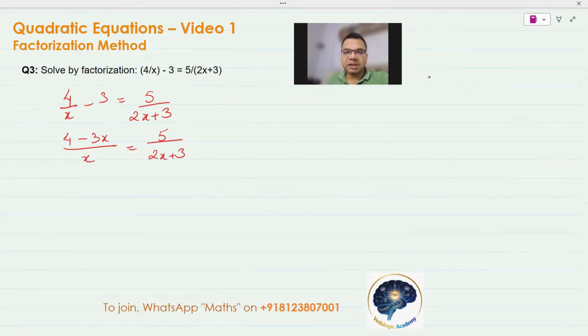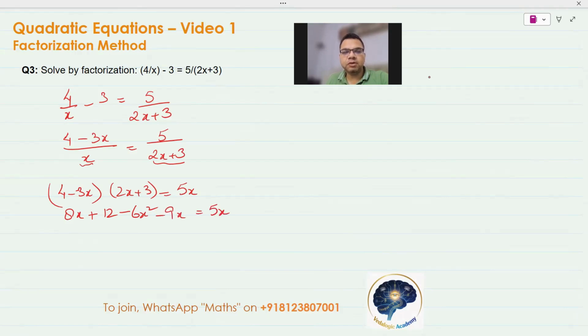And I'll cross multiply now. So it becomes 4 minus 3x into 2x plus 3 equals 5x, right? I took this particular one on the left hand side and this x on the right hand side. So this becomes this. Now let's open the brackets. 4 into 2 is 8x. 4 into 3 is 12. And minus 3 into 2 is minus 6x squared. And minus 3x into 3 is minus 9x equals 5x.